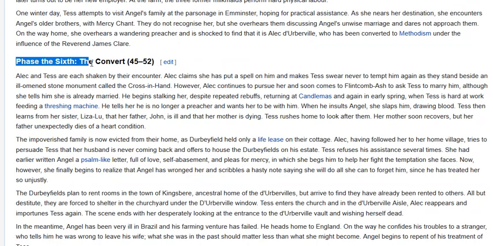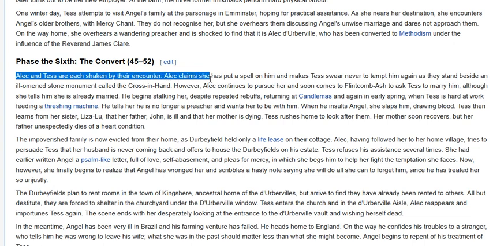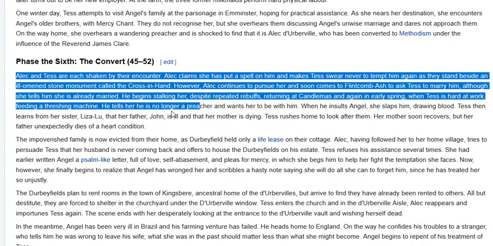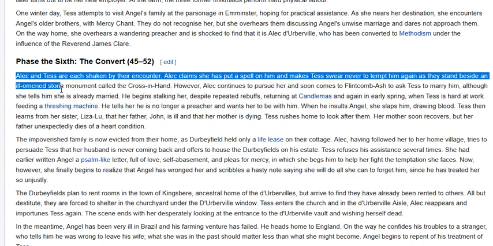Phase the Sixth, The Convert, from chapter 45 to 52. Summary. Alec and Tess are each shaken by their encounter. Alec claims she has put a spell on him and makes Tess swear never to tempt him again as they stand beside an ill-omened stone monument called the Cross-in-Hand.